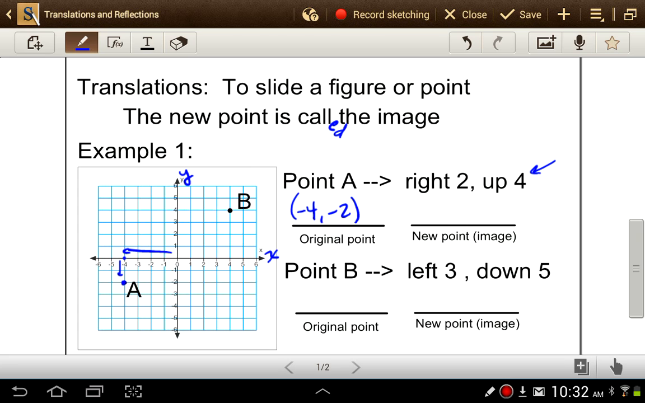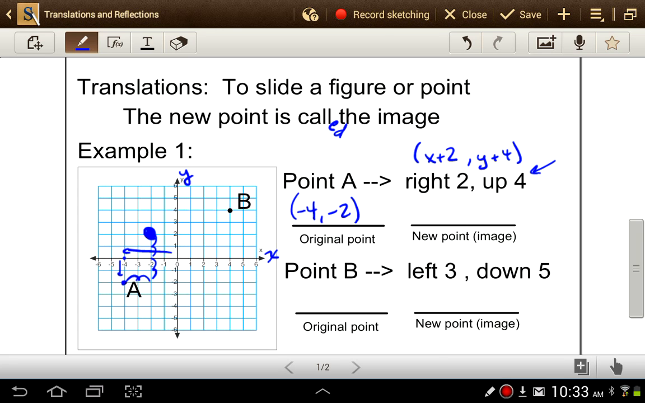Now one thing you might see me write is x plus 2, y plus 4, saying right, I'm moving 2 to the right on the x, and I'm moving up 4 on the y. That's y plus 4. Okay, so I'm just going to move my point. I'm literally just going to count 2 right. 1, 2, and then I'm going to go up 4. 1, 2, 3, 4. And that's my new point.